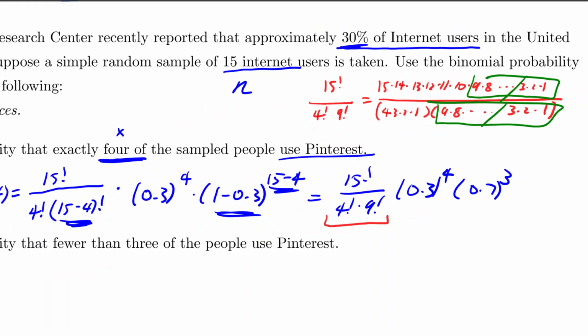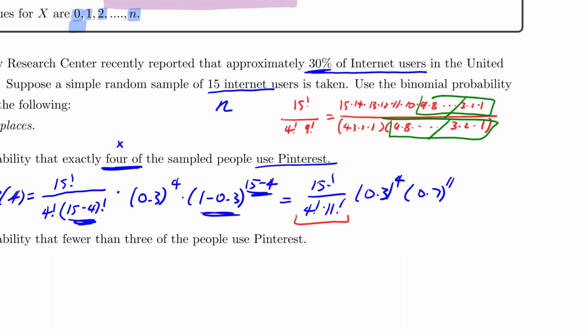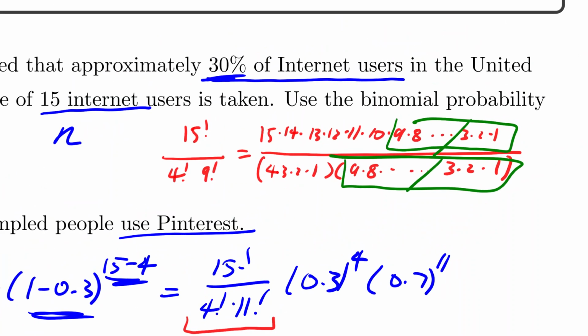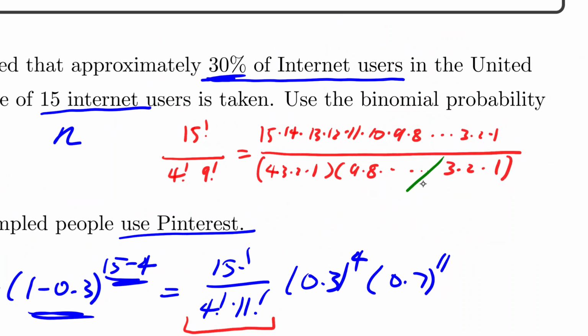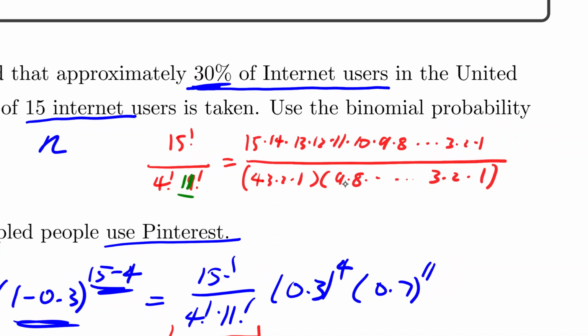oh, I apologize. I just realized I made an error. It's actually not 9, right? 15 minus 4 is 11. I don't know why I wrote 9. So it's 11 factorial and also 11 power. So we can still use this idea. Let me erase the green part. So actually 11 factorial here, 11 factorial. So let me write this part again.